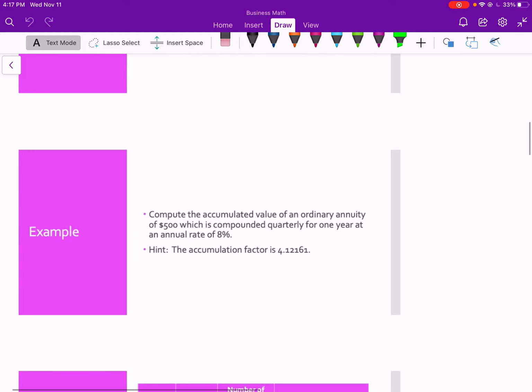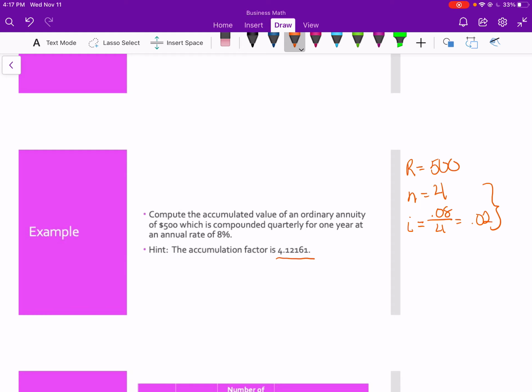So we want to compute the accumulated value of an ordinary annuity of $500, which is compounded quarterly for 1 year at an annual rate of 8%. So in this case, our R, our quarterly payment, is $500. Our N is 4 because it's quarterly. Our I is our interest rate of 8% divided by 4, which gives us 0.02.